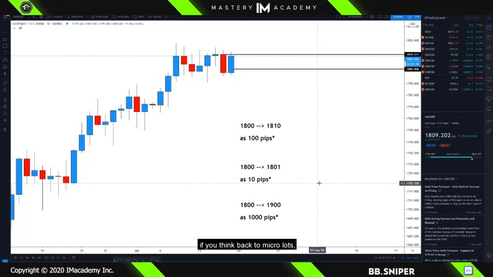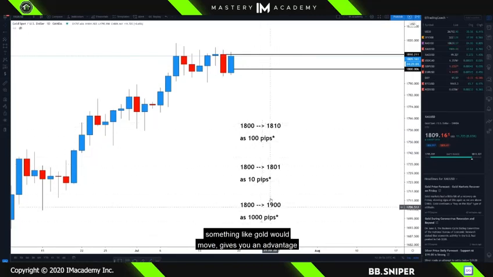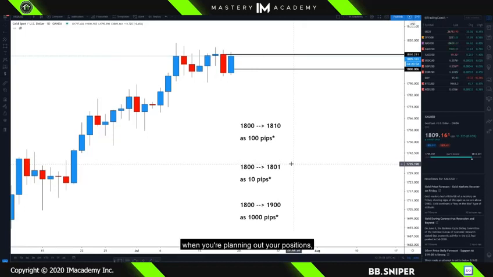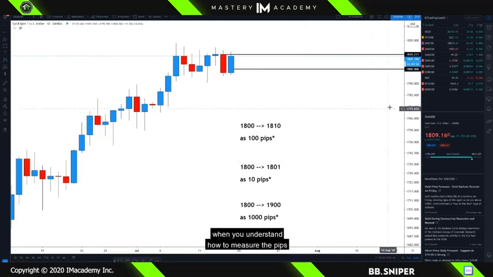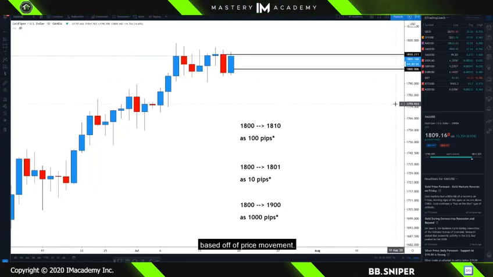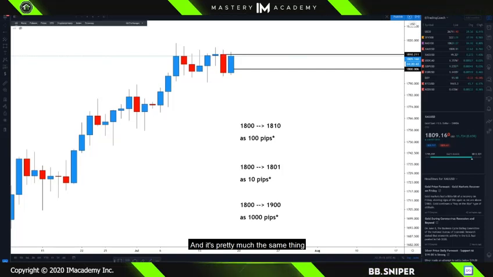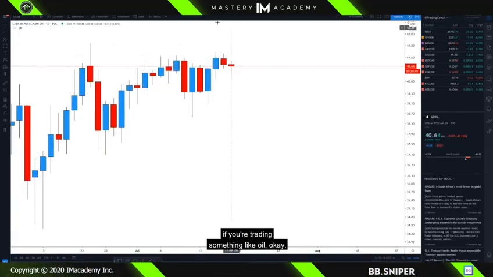If you think back to micro lots representing 10 cents per pip, mini lots representing $1 per pip, standard lots representing $10 per pip, having an understanding of how something like gold would move gives you an advantage when you're planning out your positions, when you understand how to measure the pips based off of price movement. And it's pretty much the same thing if you're trading something like oil.